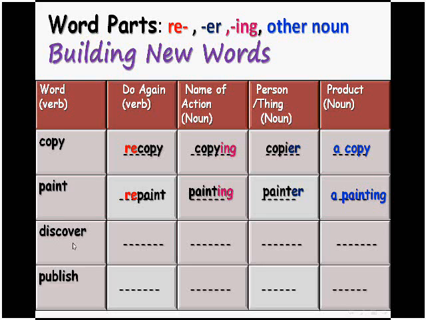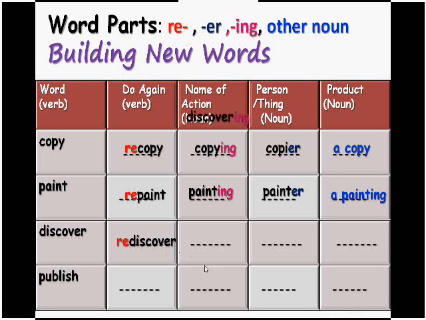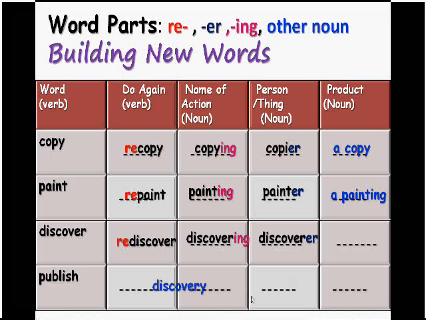The third verb we're going to look at is the verb discover. So do again as a verb is rediscover. The name of the action, very good, discovering. A person is discoverer, the person who discovers things. And the name of the product here, this is something else now, it's discovery, okay? The product or the noun itself is the word discovery.